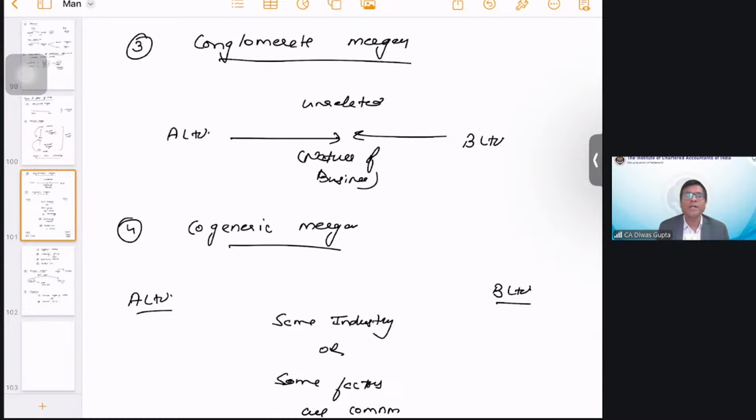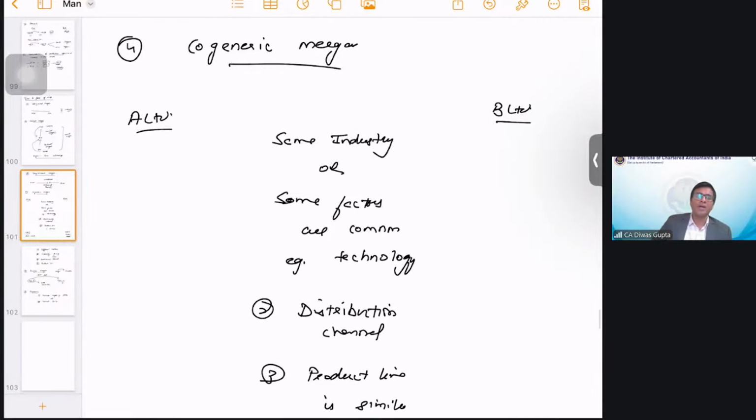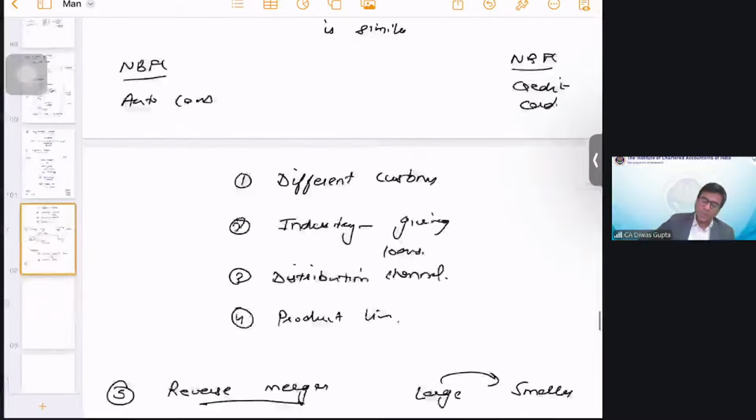Then comes the conglomerate merger, students. A conglomerate merger is the merger where two unrelated entities merge and carry on businesses which are totally unrelated in terms of the nature of the business, right? Then the congeneric merger, we said that their genre is similar. For example, either they belong to the same industry or they have a common distribution channel, or somewhat similar product lines, so that's what contributes to the congeneric merger.